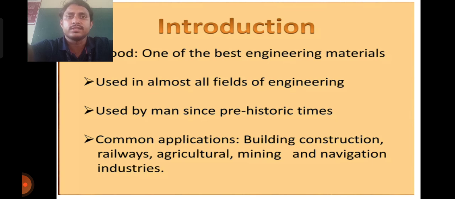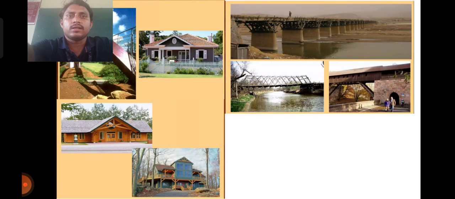Timber structures are mainly used in building construction, railways, agriculture, mining sectors, and aviation industries. If you see some of the diagrams applying timber structures in certain constructions, for example, the first diagram shows buildings, and later, bridges, where some wooden structures, timber structures, are used. If clearly observed, this diagram shows bridges and buildings.